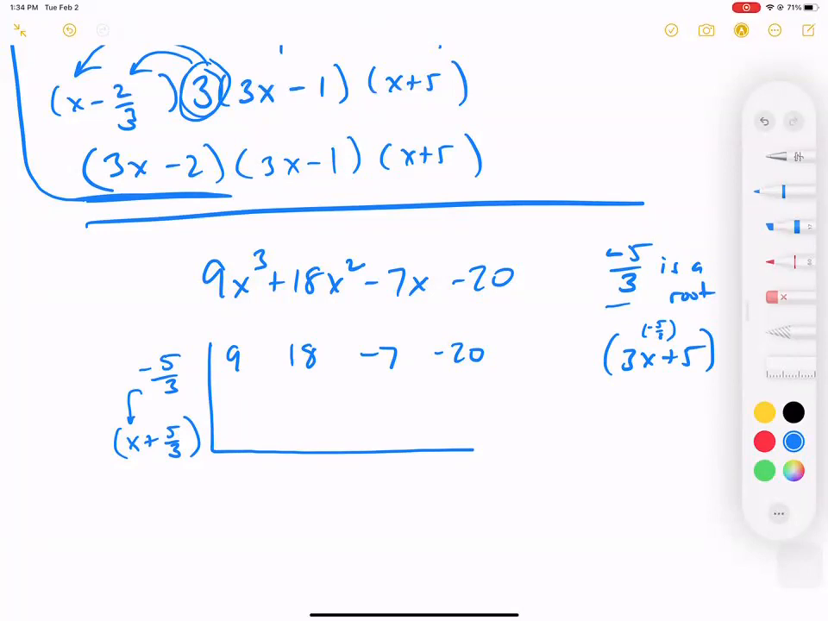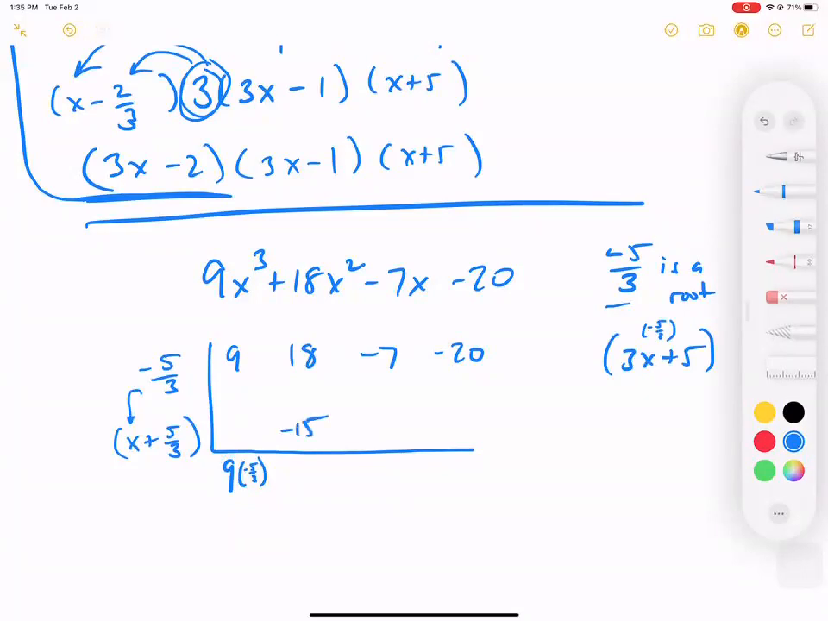Let's go ahead and do synthetic division. Bring down the 9. I'm multiplying by negative 5 over 3. Folks, this might look super hard to you, but I want to make sure you understand it is actually not hard. Take the 9. What's 9 divided by 3? 9 divided by 3 is 3. That 3 times negative 5 is negative 15.